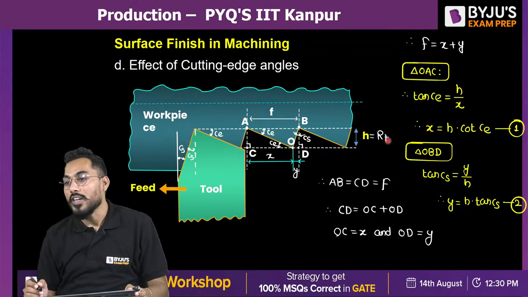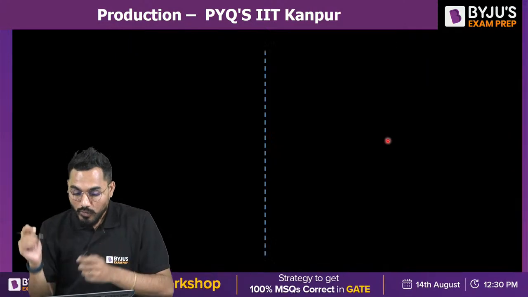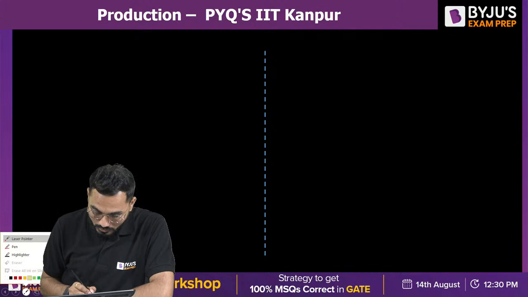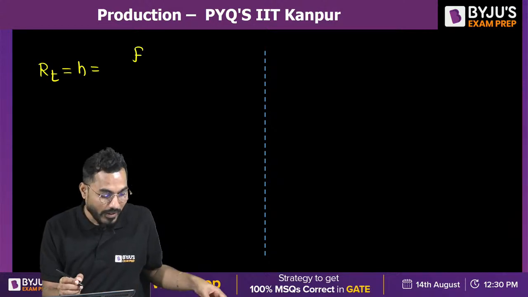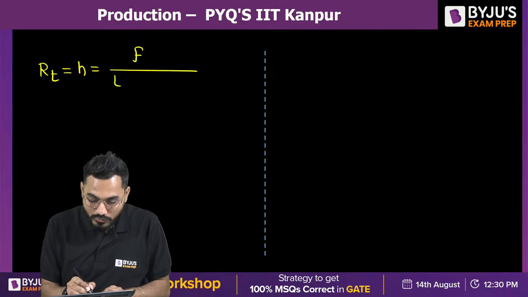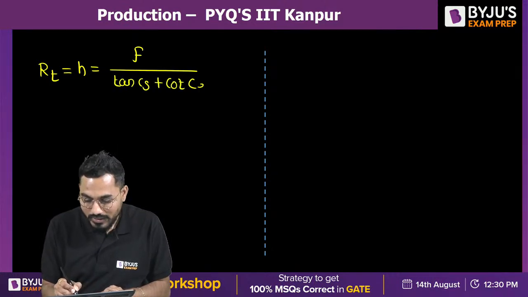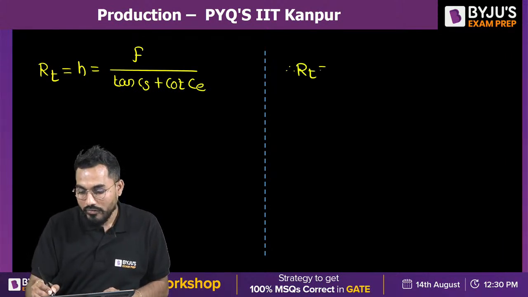And from that there is one derivation coming. That derivation you have to understand. And from that the maximum peak to valley height, that is RT or H, is exactly equal to F divided by tan of CS plus cot of CE, right? Fine. And the values are given, therefore I'll say that the maximum peak to valley height, F the feed, is what?